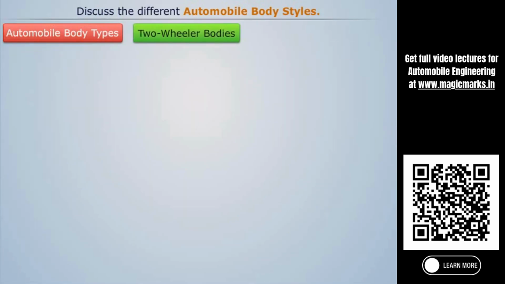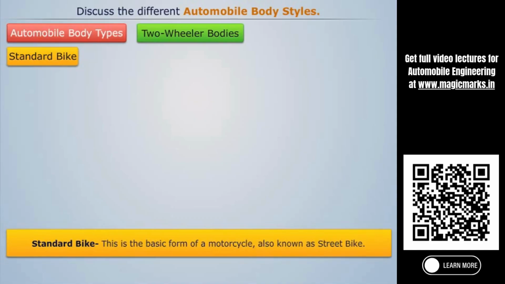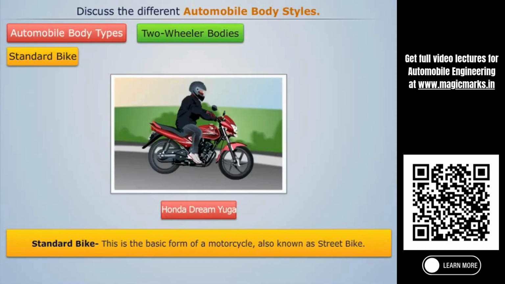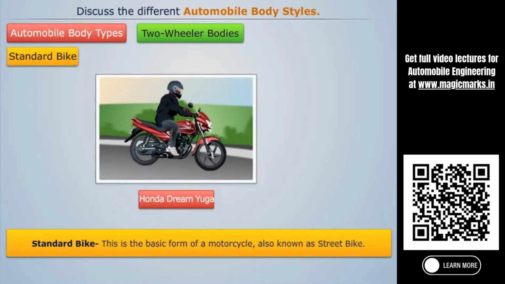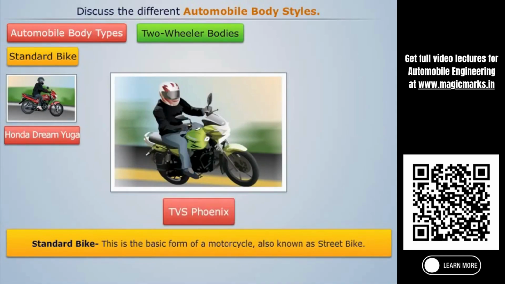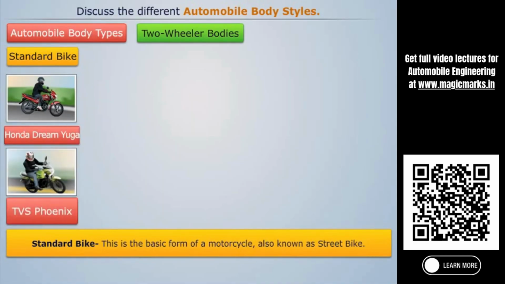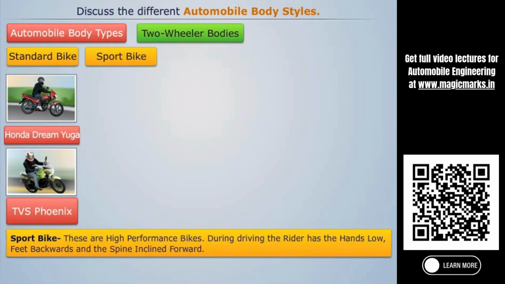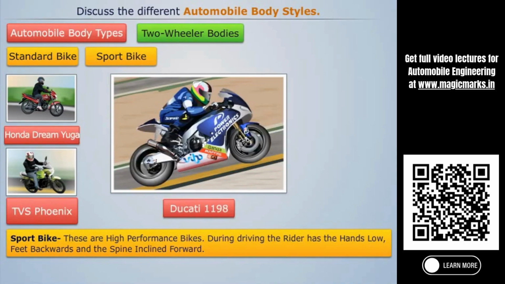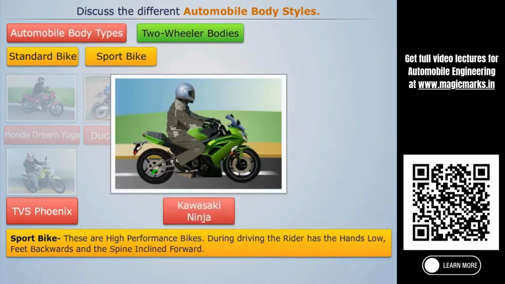Now let's discuss the different body styles of two-wheelers. They can be classified into 5 types. Standard bike. This is the basic form of a motorcycle, also known as street bike. For example, Honda Dream Yuga, TVS Phoenix, etc. Sports bike. These are high-performance bikes. During driving, the rider has his hands low, feet backwards and the spine inclined forward. For example, Ducati 1198, Kawasaki Ninja, etc.